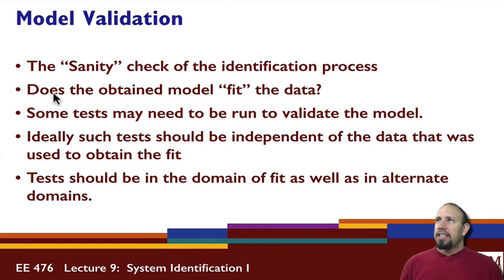Model validation, again, is the sanity check of the system identification process. Is what we came up with even worthwhile? Second, does the obtained model actually fit the data? For example, we'll go through the parameter optimization and we'll get a set of parameters. That basically is a numerical transfer function that we will get. Does that transfer function actually fit the data? Maybe it does, maybe it doesn't. We're going to find some things that can cause it to not fit the data. So some tests will need to be run to validate the model.